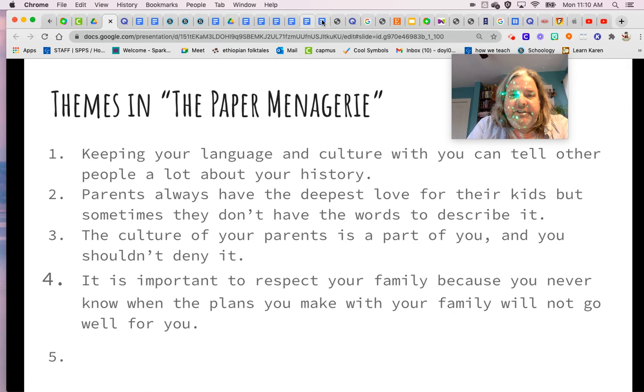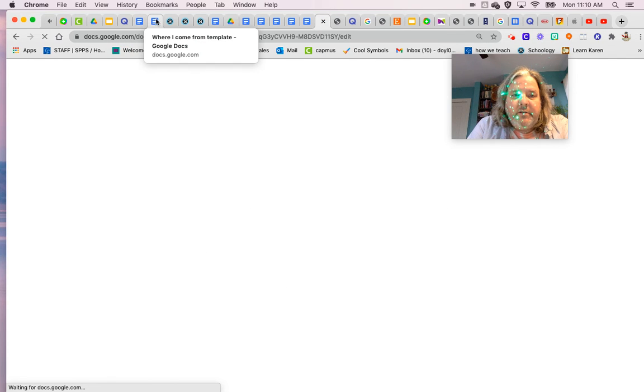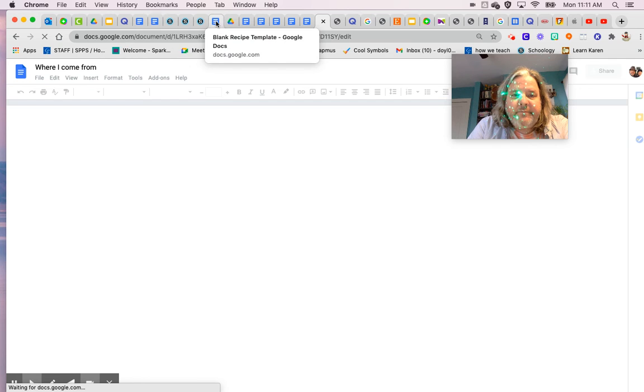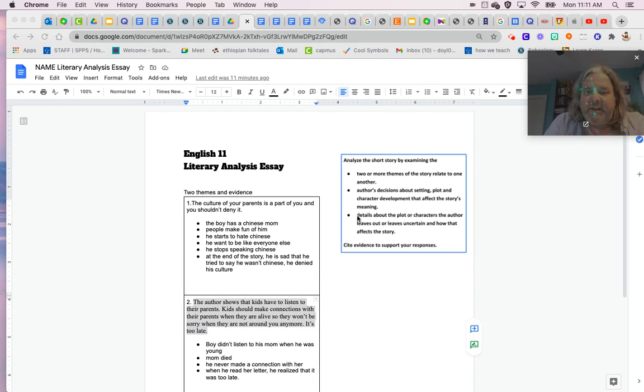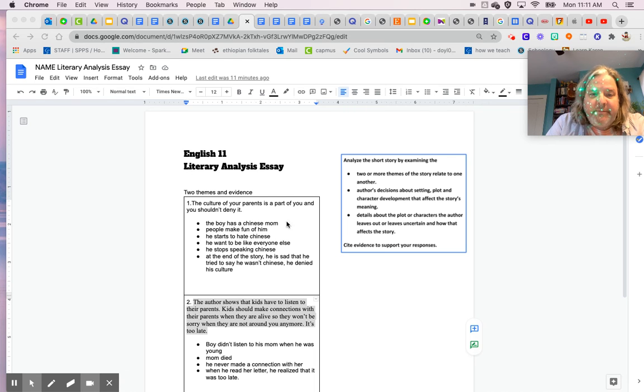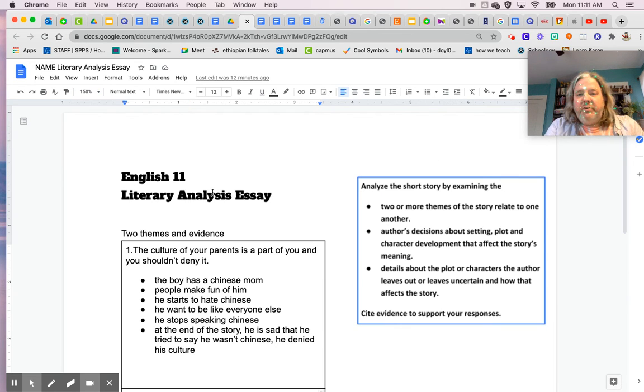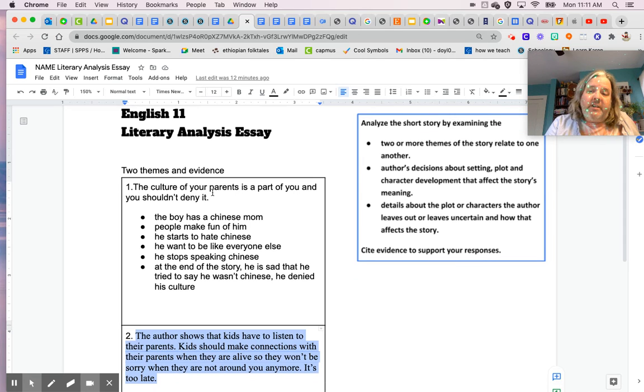So I have a sheet in Schoology called Name Literary Analysis Essay. There's a link to this in Schoology. When you click on the link, it will ask you to make a copy because I want everybody to have their own. So you'll make a copy, and when you open it, you'll see that we've already started working on it. So we picked 2 themes together that students identified. This is the assignment that we're working on.